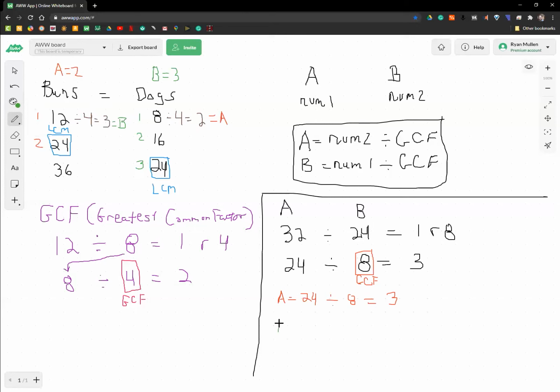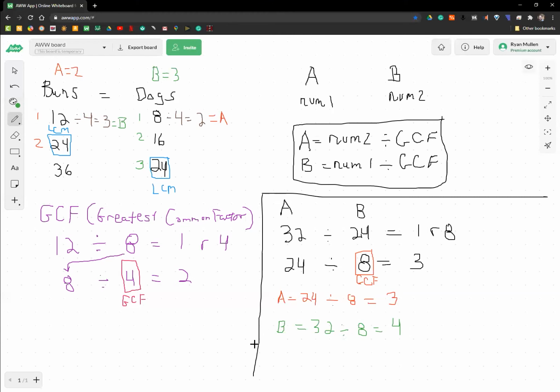Item B, how many should I buy of item B? I know that I got to do number 1 divided by GCF. Number 1 is 32 divided by 8. And 32 divided by 8 is 4. And that's how many I should buy. I should buy 3 of A, and I should buy 4 of B.